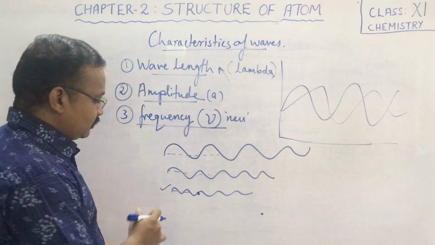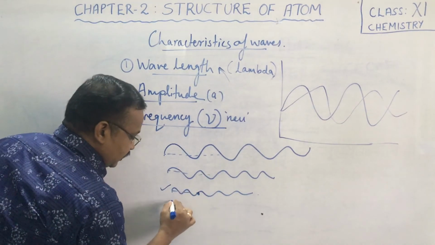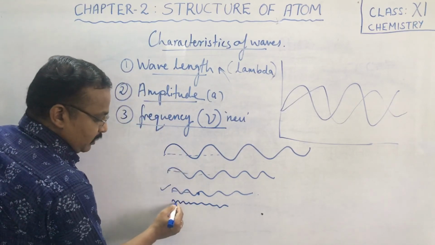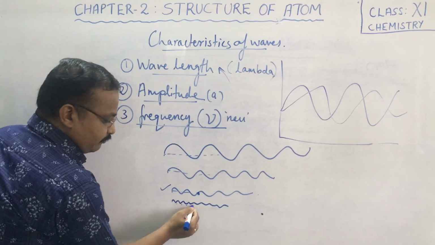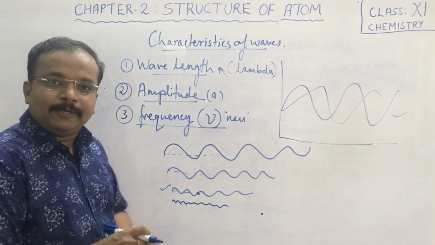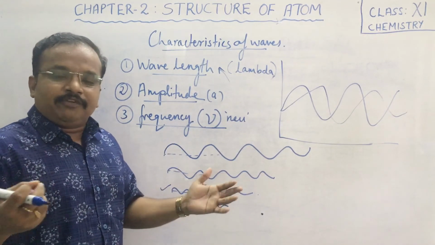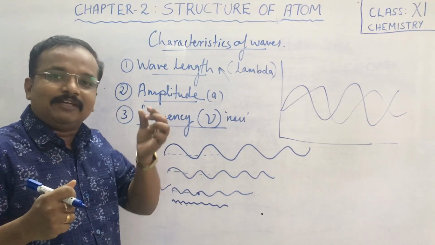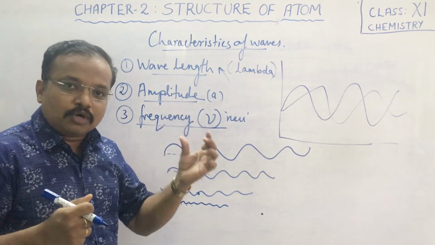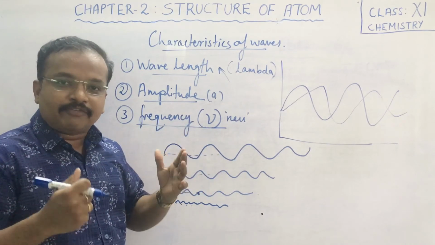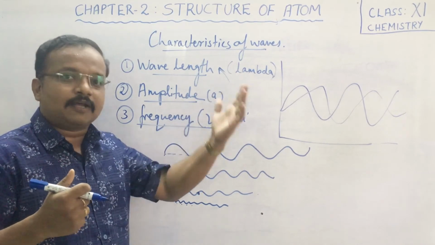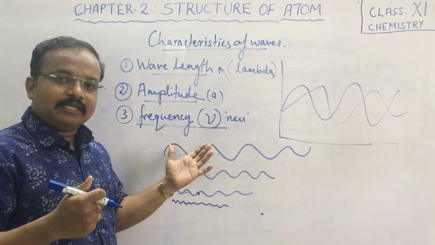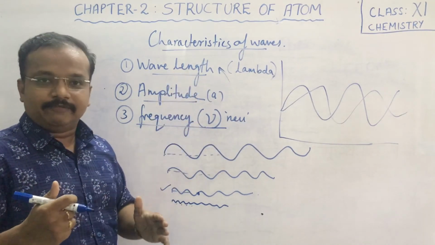Understood, children? Because if the wavelength is smaller, see, this is very small as compared to this one, where the number of waves is 1, 2, 3, 4 like that. If you count, the number of waves is more. Why are the waves more? Because their wavelengths are small. If the wavelength is smaller, more frequently we can see the waves passing out, isn't it? So frequency is actually interconnected with the wavelength.